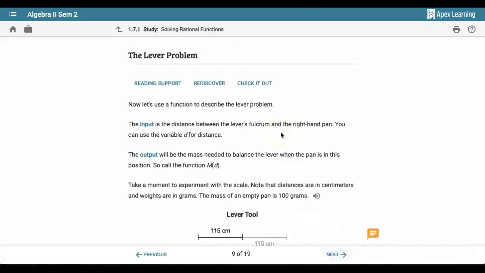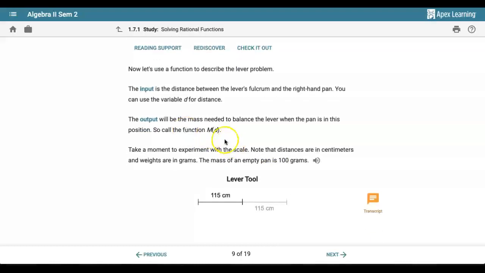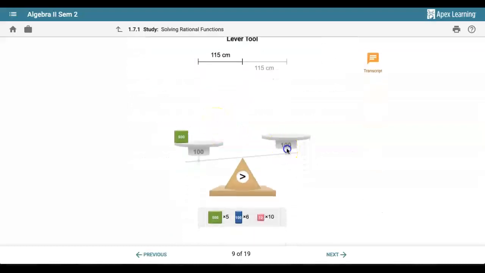Okay, so if we go back to our lever problem, if the input is the distance between the lever's fulcrum and the right-hand pan, we can use the variable d for distance. For our output, we're saying it's the mass needed to balance the lever. So we're going to call this function m of d, the mass needed to balance based on our distance. What we can do is play around with changing the distance on this guy here.